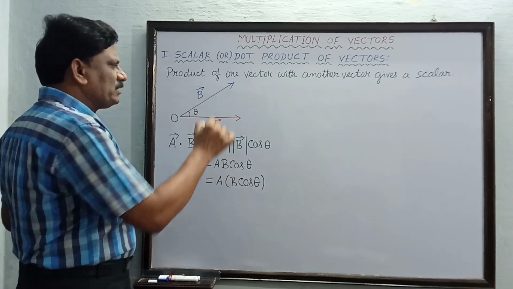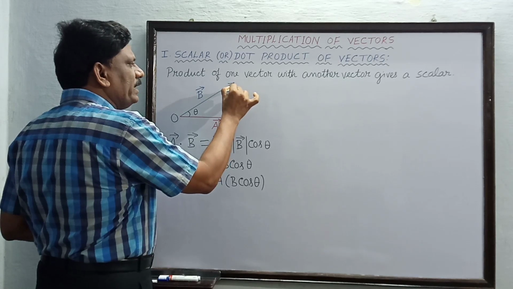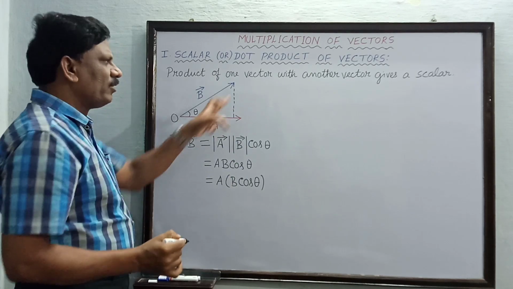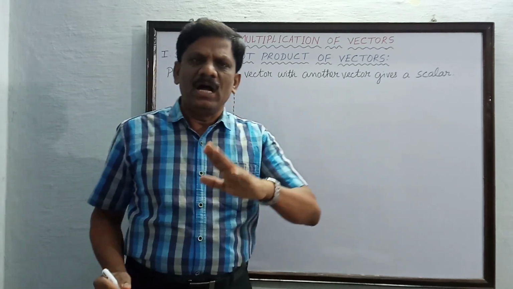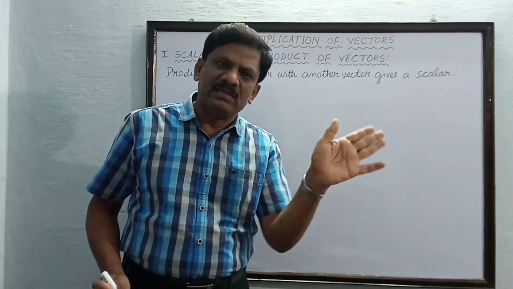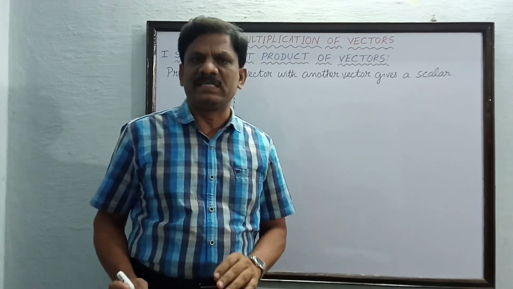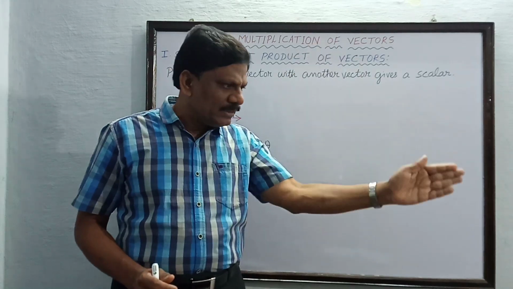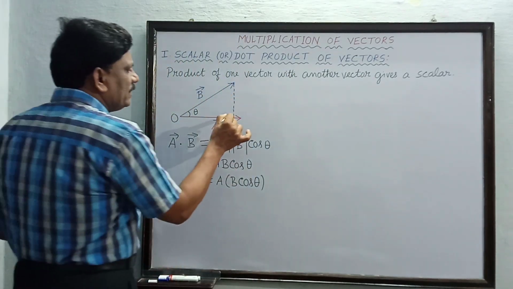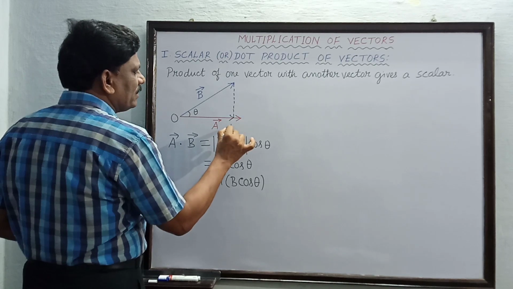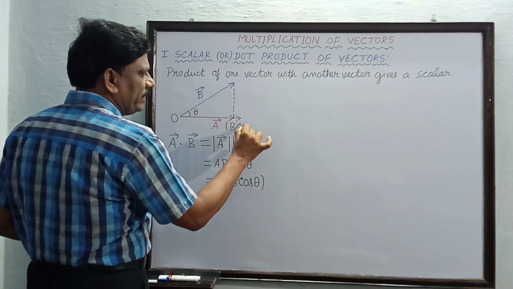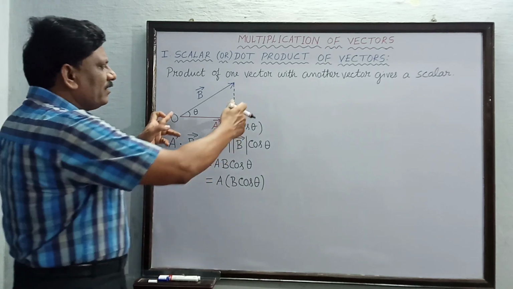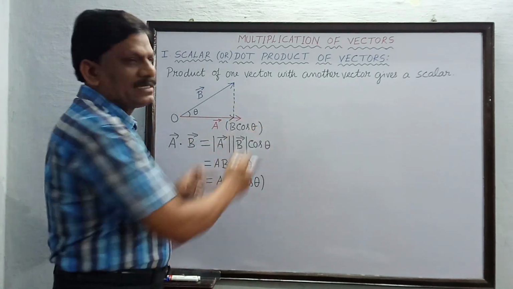It is like projecting this vector B on the direction of the vector A. So I have projected the vector B along the direction of the vector A. So what is the component of the vector B along the direction of A? That is B cos theta. So the length of the projected vector is equal to B cos theta.